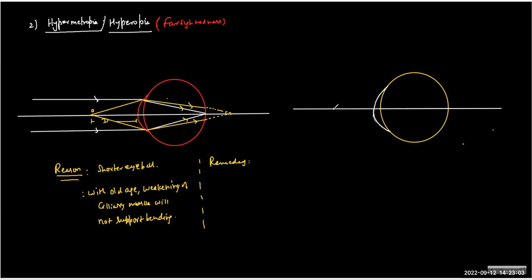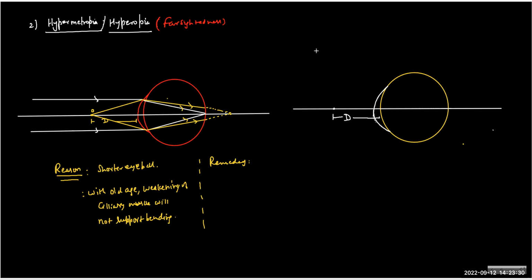So now your near point is no longer D, right? You cannot see at D. Your near point itself has gone to some distance behind. So your near point is somewhere here. Okay, I'll tell you where exactly by drawing the diagram.